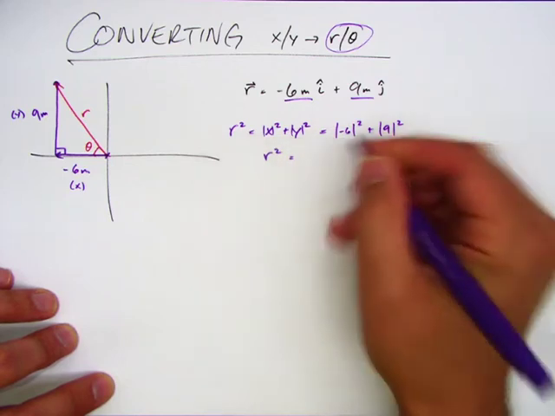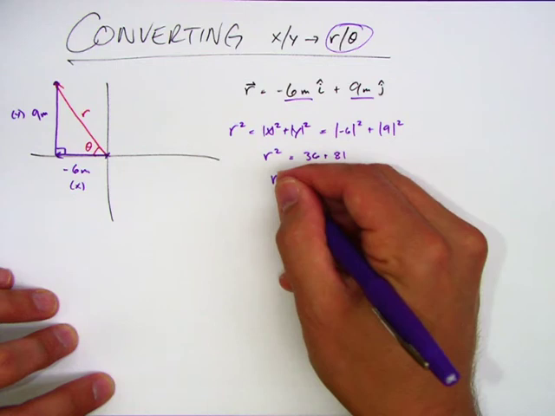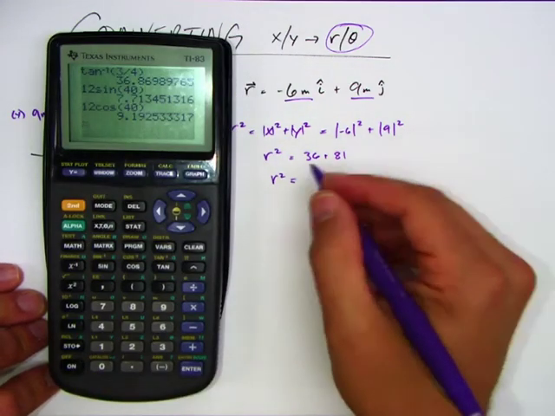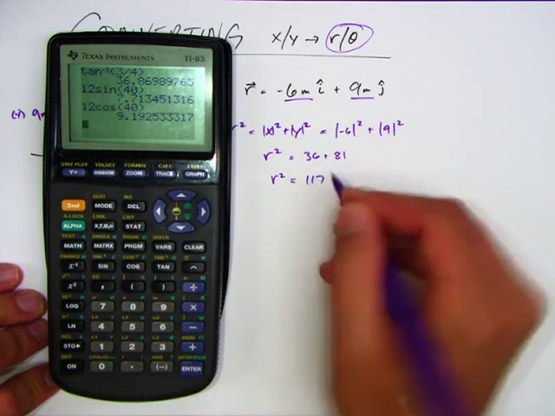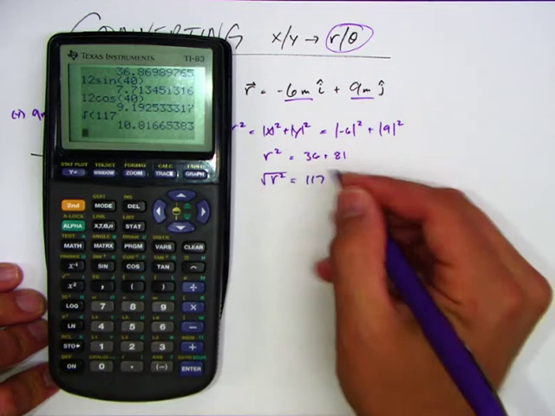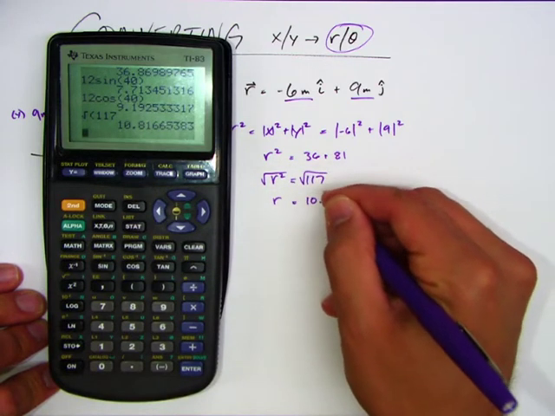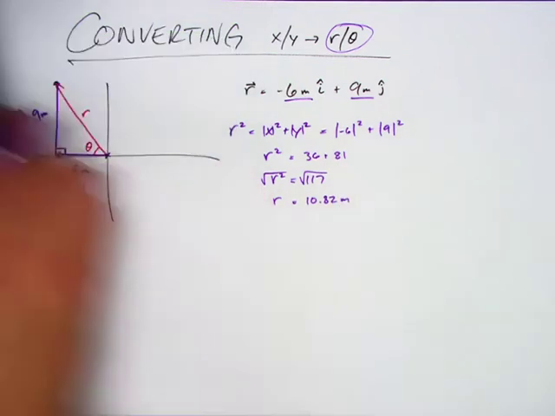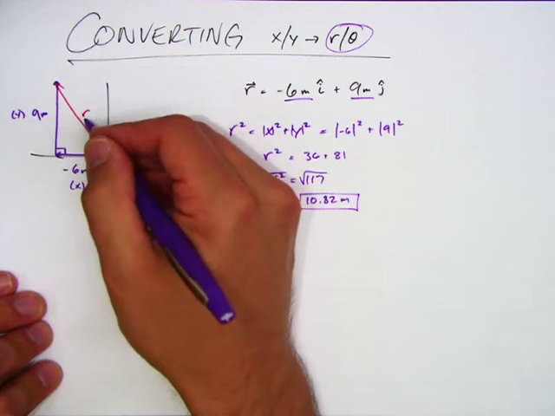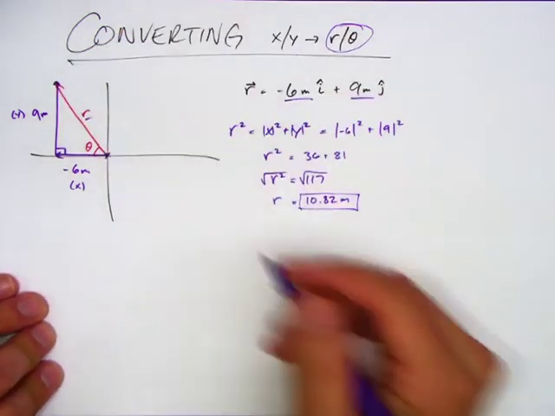Equals r squared, so we have 36 plus 81. So that's 117, square root of 117 equals, gotta square root it to get the r, 10.82 meters. So this is the magnitude of the vector, but I'm not totally complete with just the magnitude or the length from beginning to end. I also must include the direction.